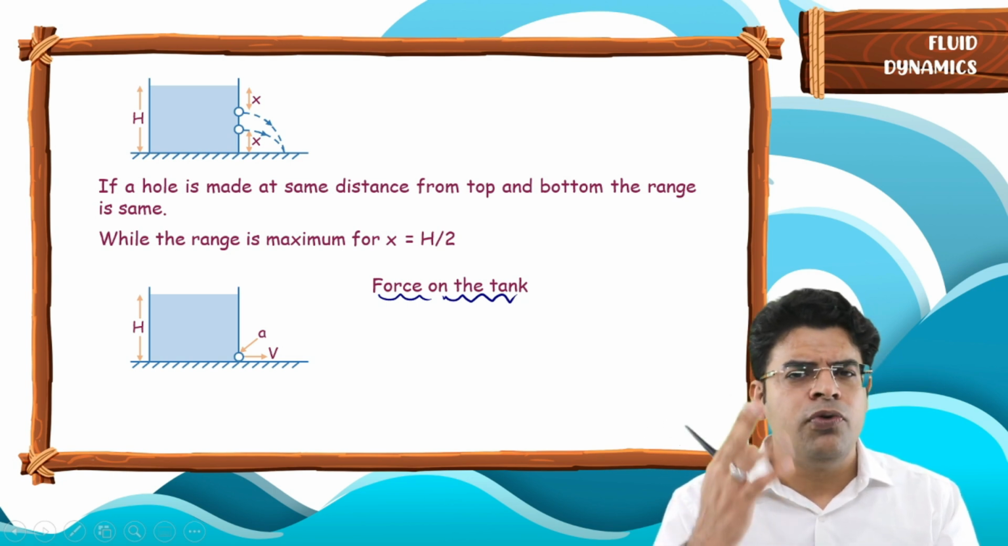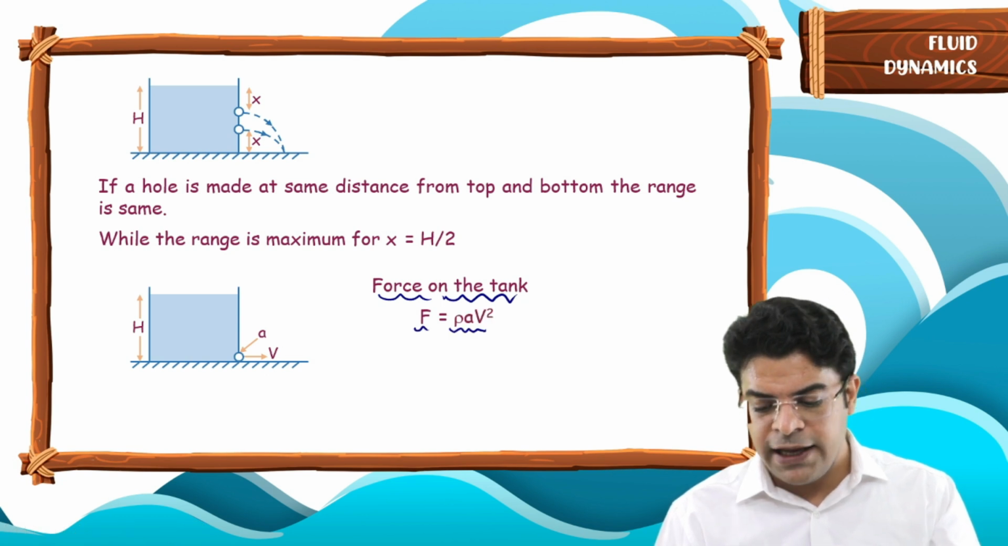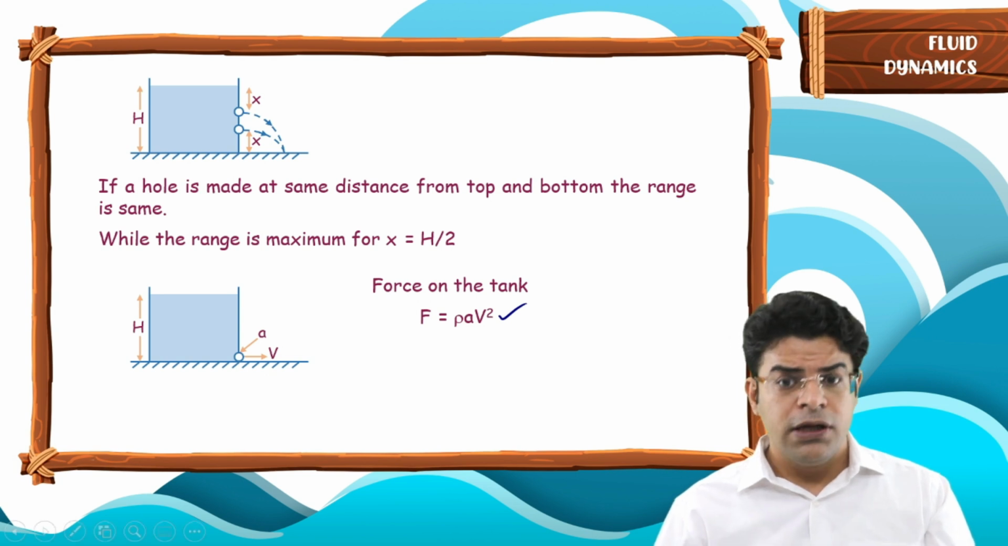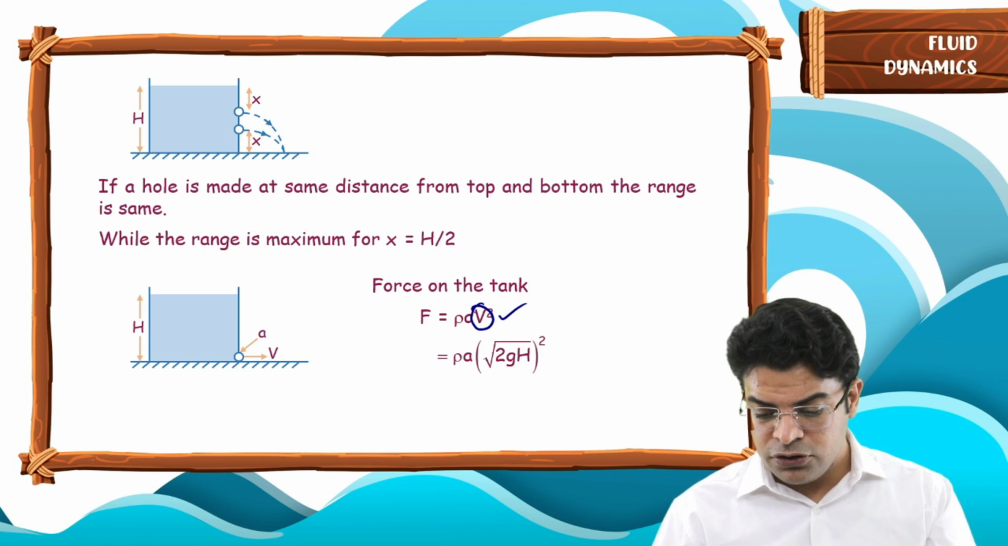From Newton's law, both will have the same magnitude. So force has to be equal to rho A into v square. You need to remember this. This is a useful formula. And in place of v, you can substitute root 2gh. So the force comes out to be rho A into root 2gh whole square.